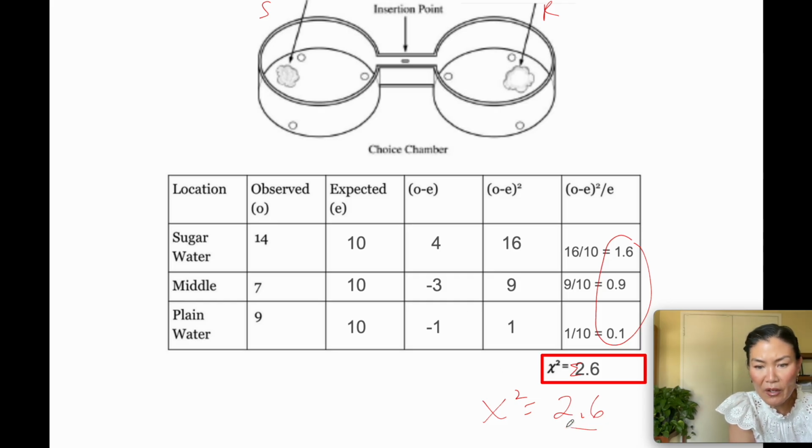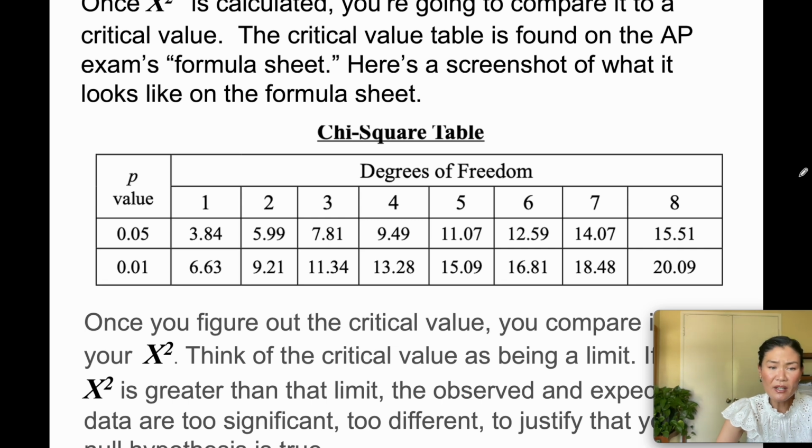So if our chi-square value is smaller than the critical value, then there's not a significant difference between the O and the E, the observed and the expected. But if our chi-square value is bigger than that critical value, than that standard, then there is a statistically significant difference. So once that chi-square value is calculated, you're going to compare it to the critical value. And like I said, the critical value is what you compare the chi-square value with.